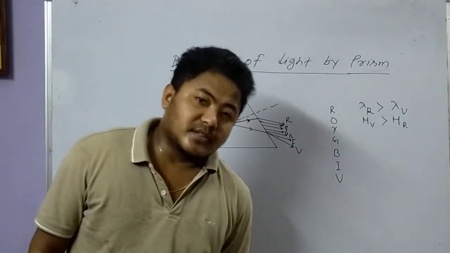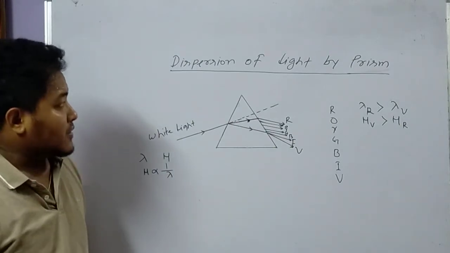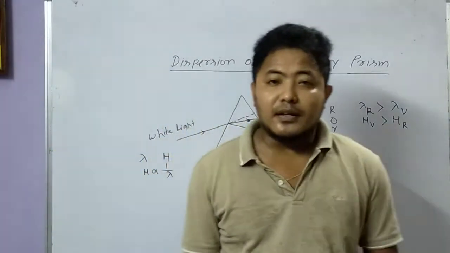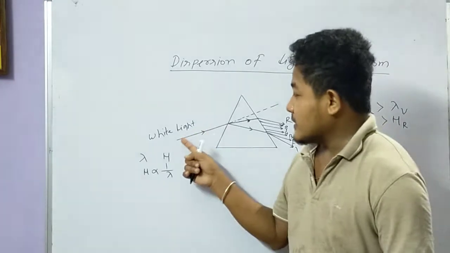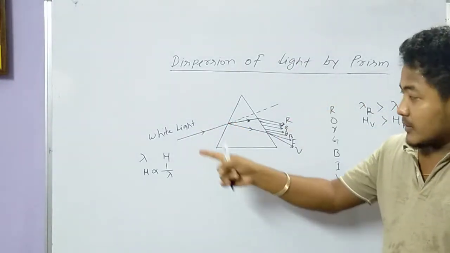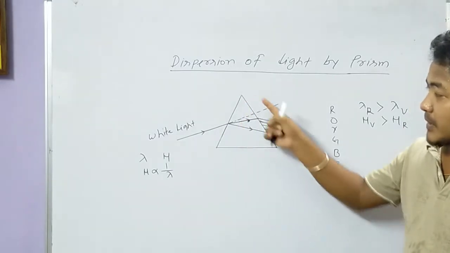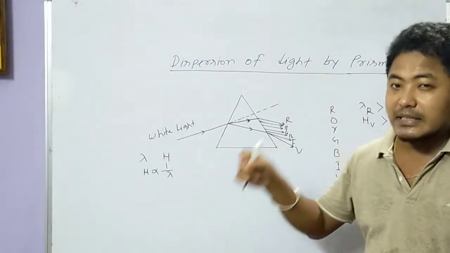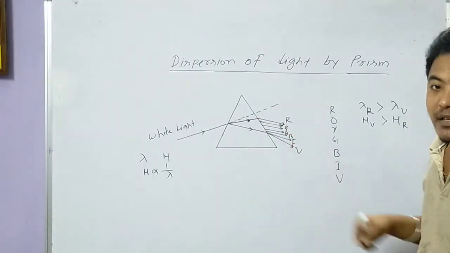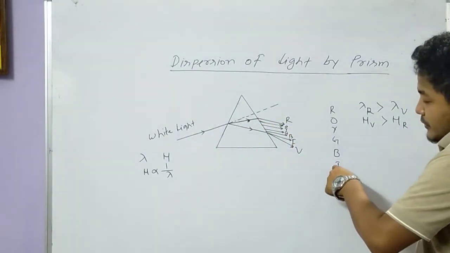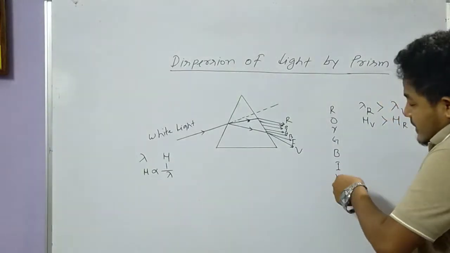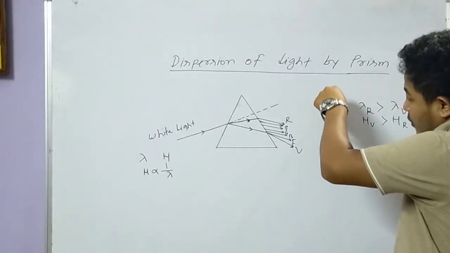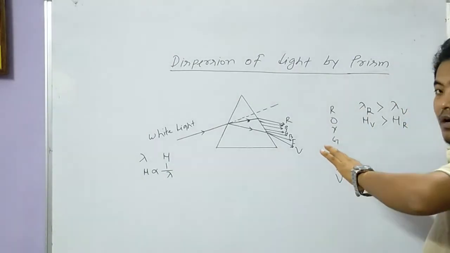Okay, so you can write the definition of dispersion. What do you mean by dispersion of light? When a ray of white light is incident on a prism, it splits into 7 colors. Those 7 colors are violet, indigo, blue, green, yellow, orange and red. This particular phenomenon is called dispersion of light. And in this case, I have made the color arrangement from the top on the basis of their wavelength.